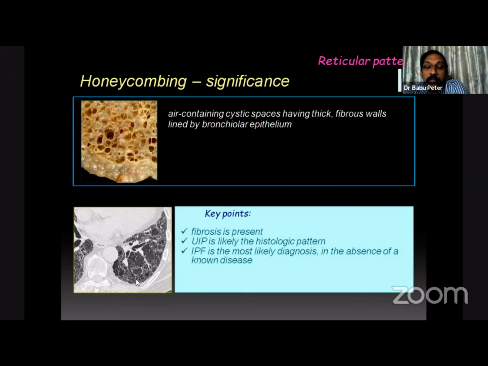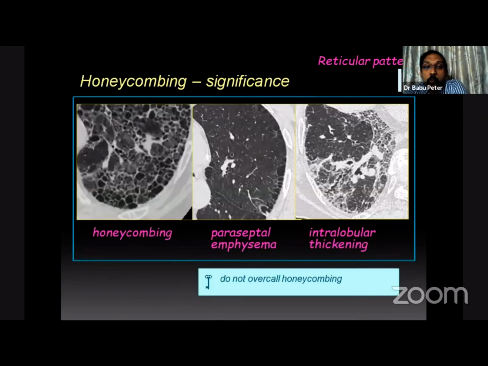Whenever the classic appearance involving the bilateral lower lobes and subpleural regions is there, then this pattern is called a usual interstitial pneumonia pattern. And idiopathic pulmonary fibrosis is the most likely diagnosis when other known disease is absent. So this is the classic appearance of honeycombing, and this has to be differentiated from paraseptal emphysema.